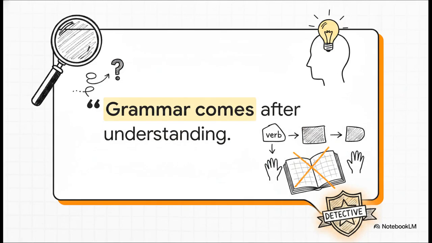Now, what's really interesting about this next point in the handbook is a massive mindset shift. Grammar comes after understanding. I really want to hammer this point home. You cannot guess the grammar if you don't actually understand what the sentence is trying to say. Grasping the meaning, hunting down that verb, and assigning the roles, that always has to happen before you try picking an article from a grammar table. Be a detective first and a grammarian second.